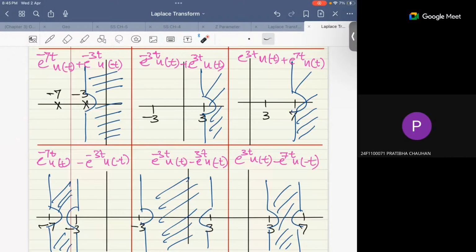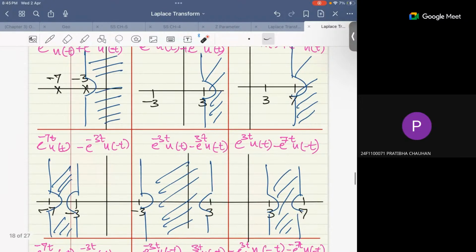Systems generally have stability. So, for example, suppose all of these are given as the impulse response of a system, say e to the power minus 7t u(t) plus e to the power minus 3t u(t). Then you have to tell whether the system is stable or causal. From the ROCs you can get an idea.